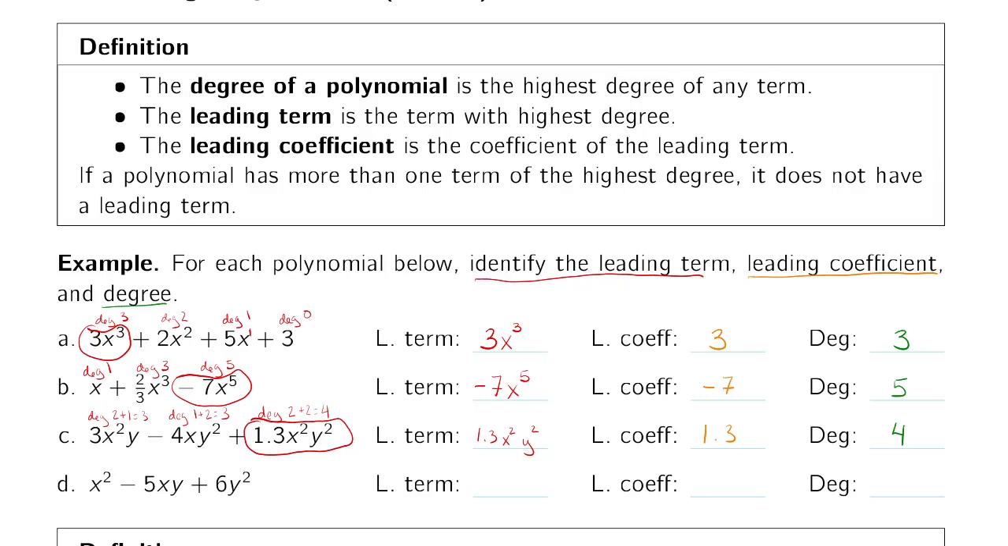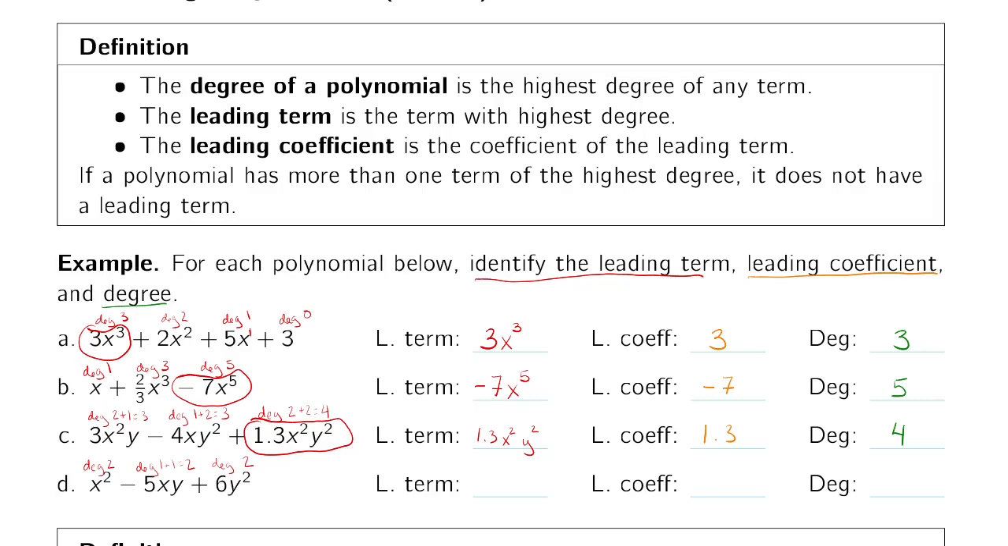In this last example, we have x squared. So this term has degree 2. We have x times y. So this term has degree 1 plus 1 is 2. And then we have y squared. And so this last term also has degree 2. In this last example, all of the terms have degree 2.